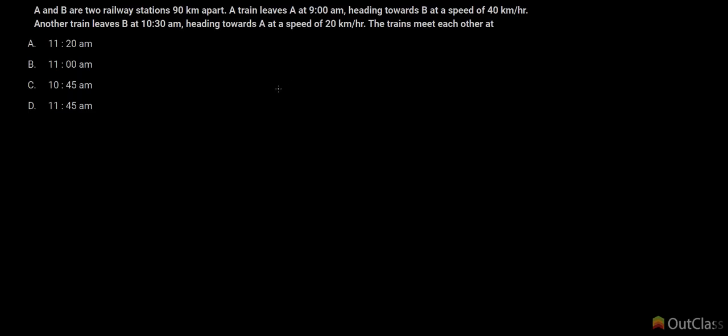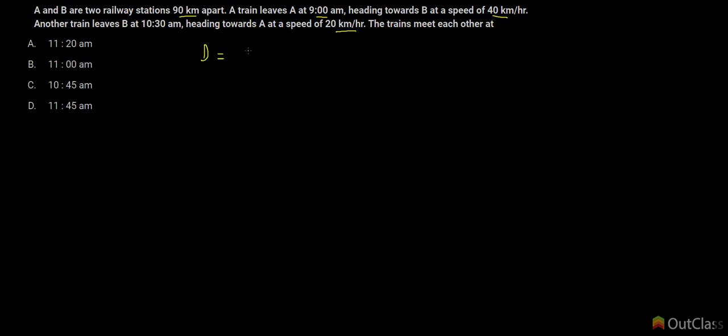A and B are two railway stations 90 kilometers apart. A train leaves A at 9, heading towards B at 40 kilometers per hour. The second train leaves B at 10:30, heading towards A at 20 kilometers per hour. The trains meet each other at what time? This is a very basic relative speed based question. The solution is pretty simple.